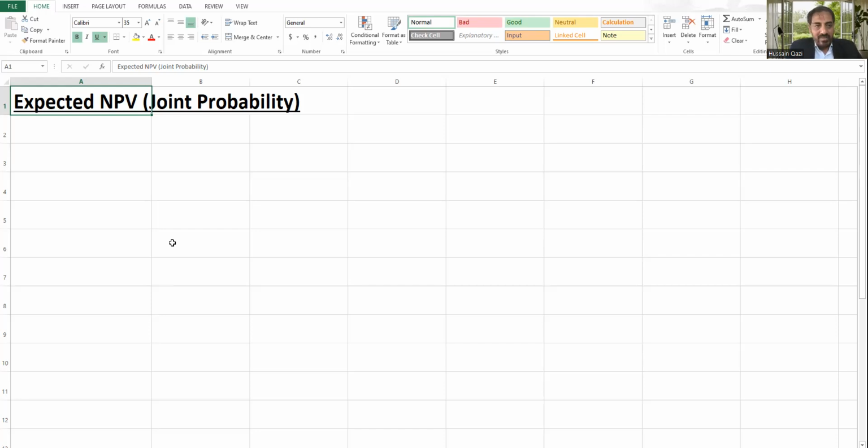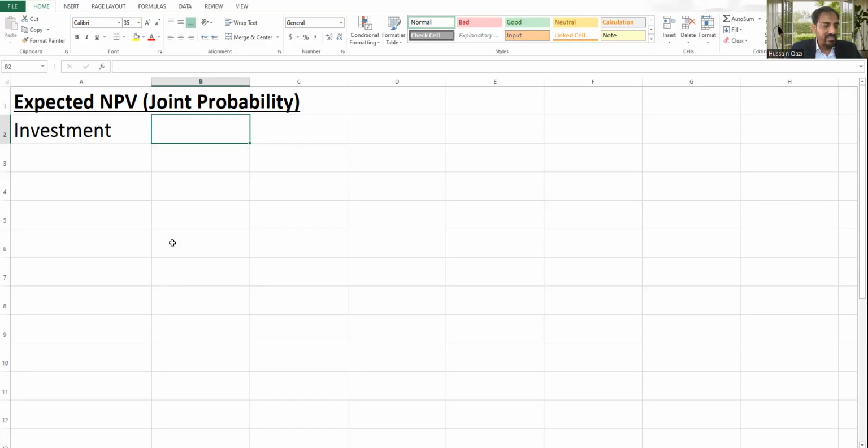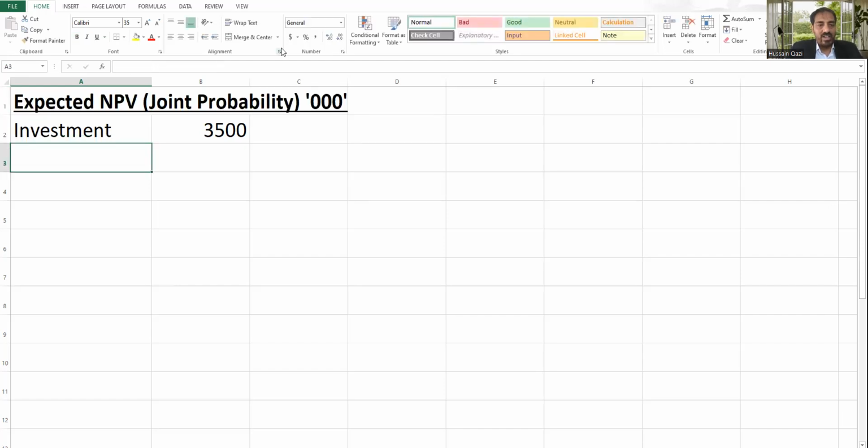And how to calculate NPV? Very simple. Number one, investment. And by the way, what is the investment here? That is 3.5 million. For example, we are working here in thousands, so 3,500. $3,500, number one.